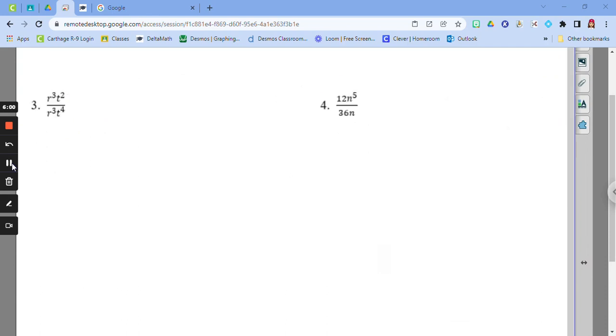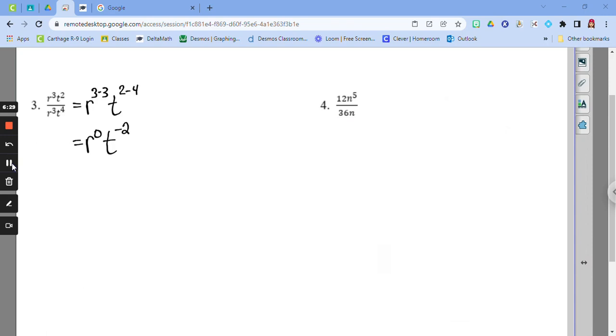Okay, so when we have ones like this, if I use my rule, I'm going to have r to the 3 minus 3, and I'm going to have t to the 2 minus 4. So that becomes r to the 0, t to the negative 2.